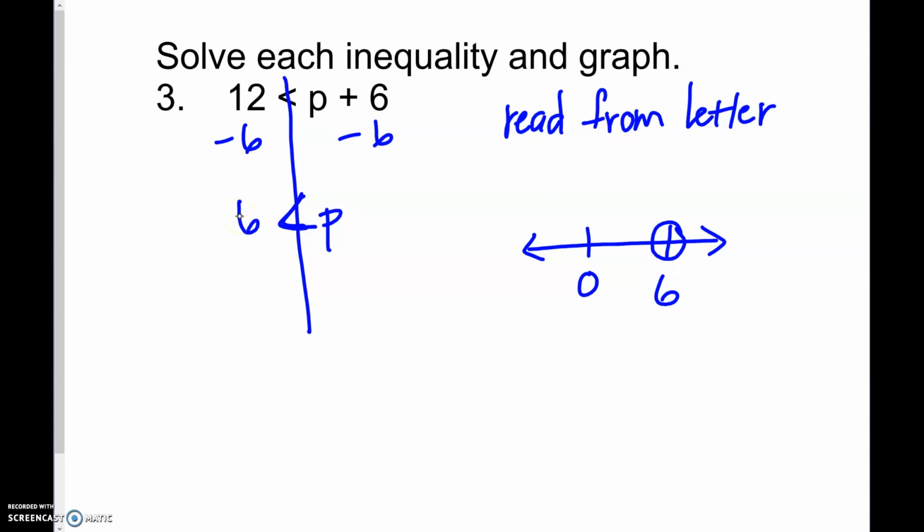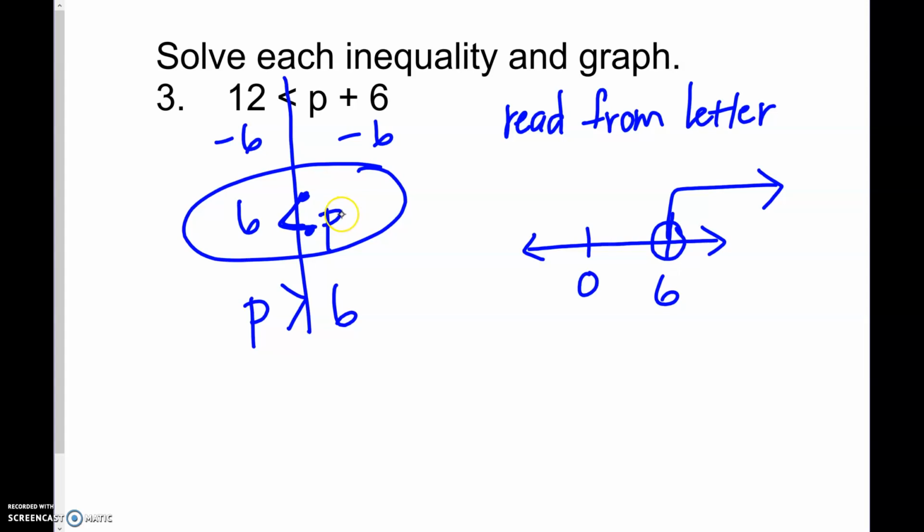Now, I made a point in the last two that we like to write the letter first. So I would get in the habit of putting the letter first. So if you're going to flip things, then you're going to have to flip your symbol. So P, and I still need the big end towards the P, just like here, I have the bigger end towards P, and then your 6. Now, when you look at it in the letters first, it says any number greater than 6, and it goes to the right.